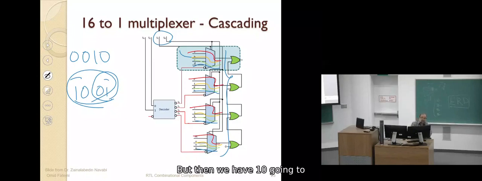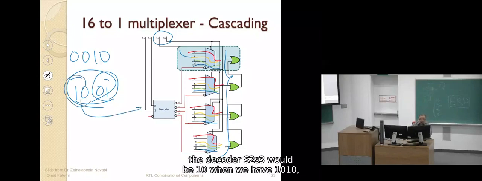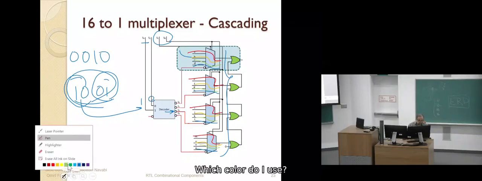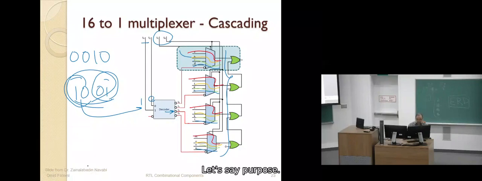But then we have 1, 0 going to the decoder. S2, S3 would be 1, 0. When we have 1, 0, then the decoder decodes number 2. 1, 0 is 2. So it means that I2 would become active, okay? And I0, I1, I3 are inactive. Okay, let's see. I2, put another color here. Which color do I use? Let's say purple. So I2 now becomes active.